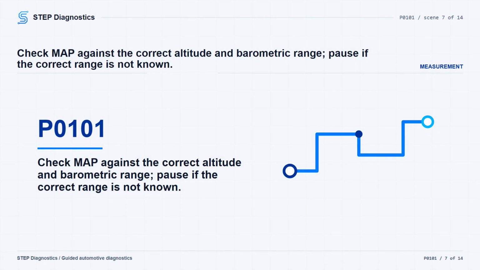If they do agree, check the MAP sensor value against the correct altitude versus barometric pressure range. That exact table value has to be known for the vehicle's altitude. If you cannot verify the correct range, pause there and do not guess. If the MAP value is out of range, follow the MAP diagnostic path before continuing.